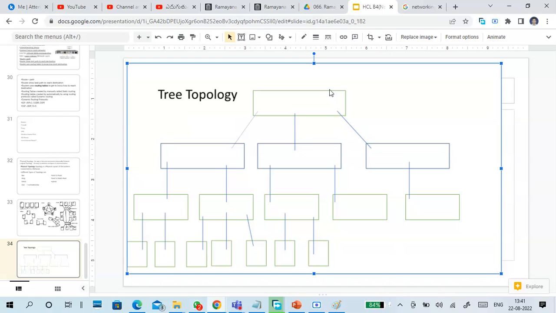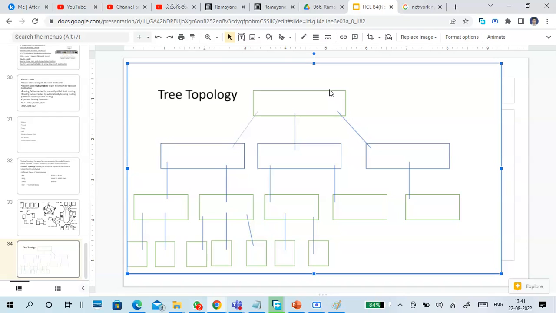connecting like this. There is a core server. The core server is connected to multiple distribution servers, or maybe switches or routers. Again, access layer switches are connecting like this. So it is a hierarchical model.